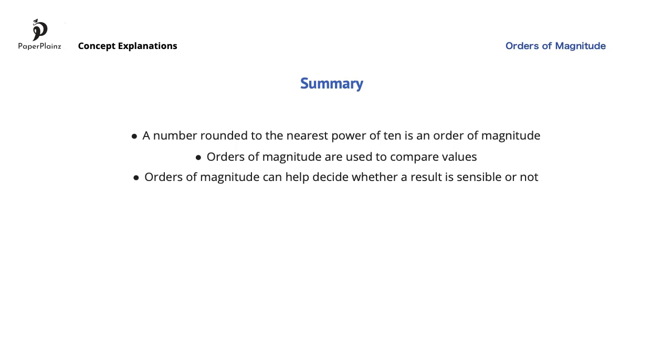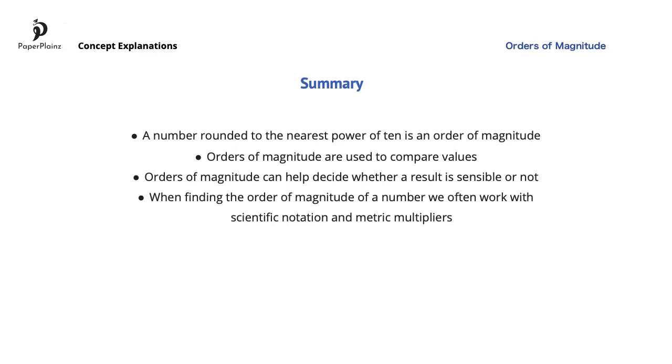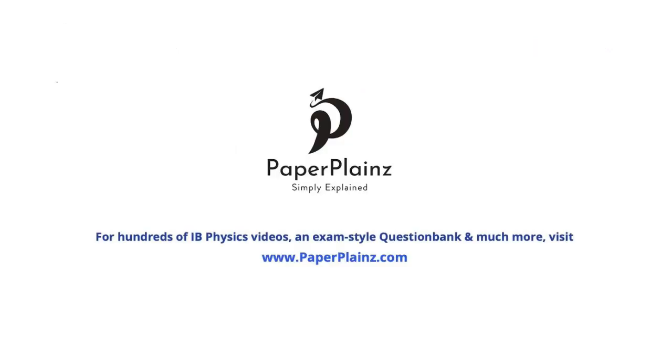And through our examples, we have seen that when finding the order of magnitude of a number, we often have to work with scientific notation and metric multipliers. This concludes our learning about orders of magnitude. In the next video, we will discuss estimation.